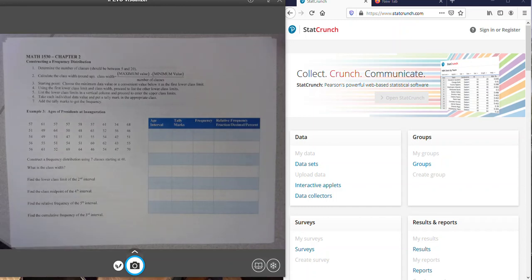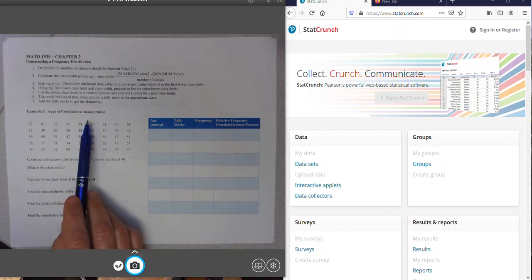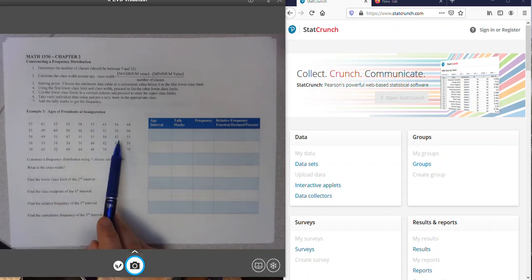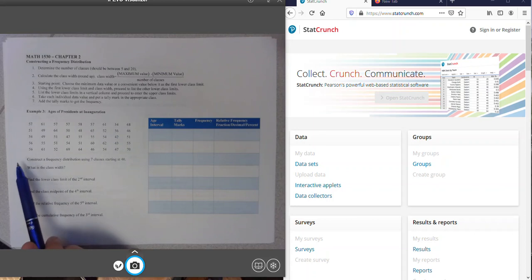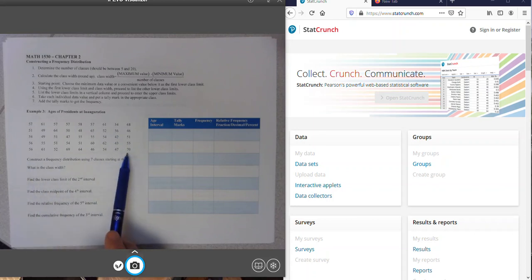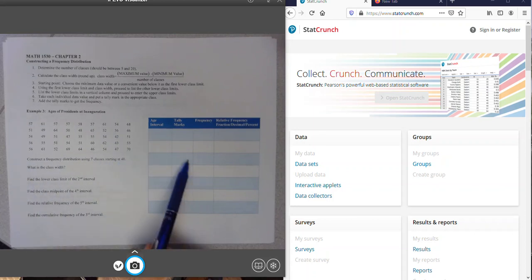This video is for Chapter 2, actually Section 2.1, and I'm going to show you how to construct a frequency distribution. And we are going to also learn how to use StatCrunch. This is an example where we have all of the ages of presidents at inauguration. And we are going to take all this data that's just a big list of numbers or ages right now, and we're going to organize it into a frequency distribution, and then we're going to make a histogram out of it. So let's go ahead and get started.